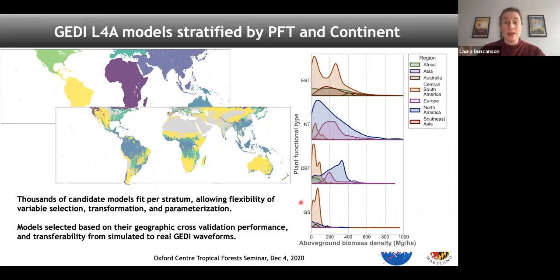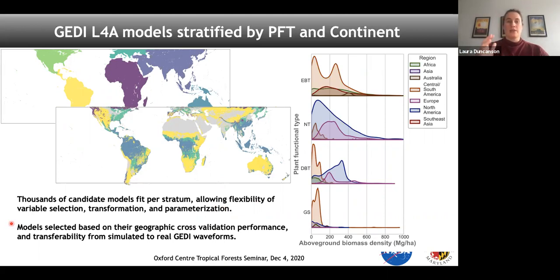If we had more training data, we could make these more specific, but we need something that we can apply globally. So this is the level of strata we're looking at, both by these PFTs and by these geographic domains. For each of these, we fit thousands of candidate models with different variables being selected: different predictors from the waveforms, different transformations. We explore square root and log transformations of those predictors, and different model parameterizations. So we fit thousands of candidates, and then we pick the best models.